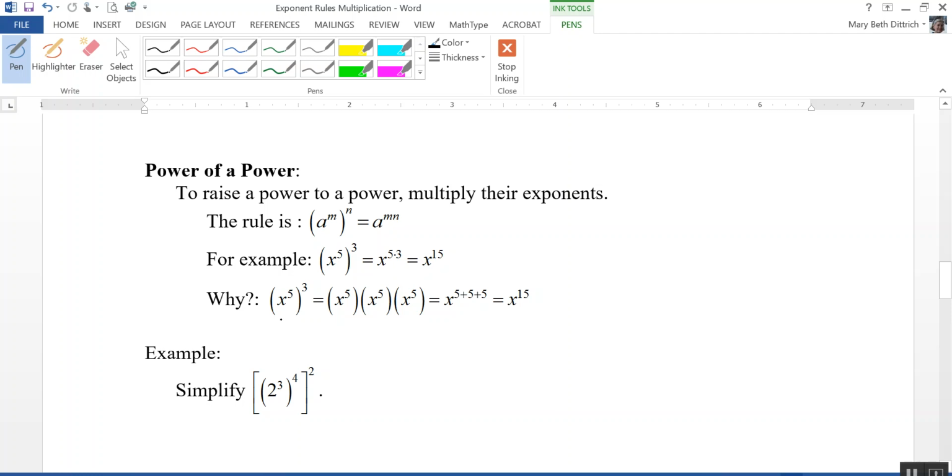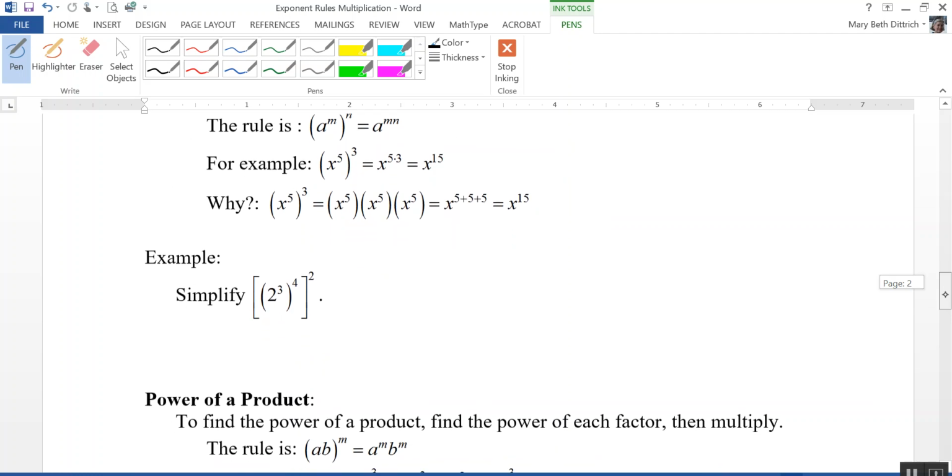Why is that true? Because x to the 5th cubed, or raised to the 3rd power, is x to the 5th times itself 3 times. X to the 5th times x to the 5th times x to the 5th. This goes back to our product of powers property, where we add the exponents, which is the same as x to the 15th. Let's take a look at this example right here.